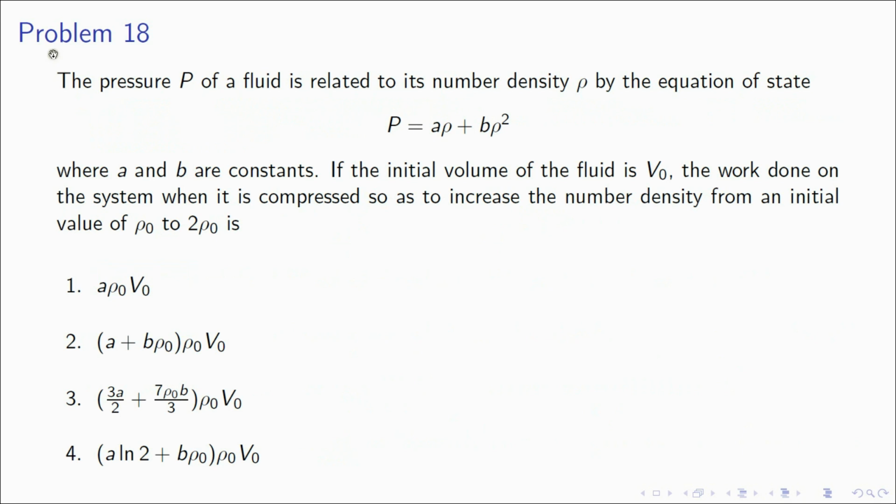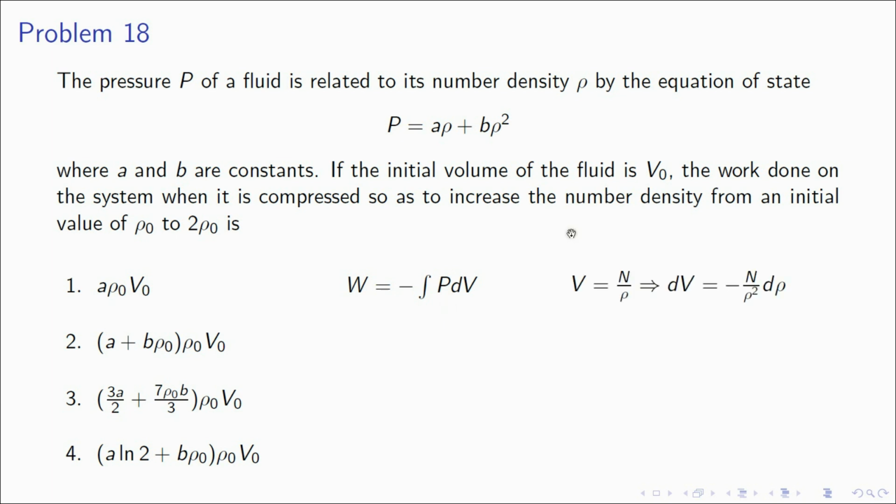Okay, so the next problem is this. It says the pressure P of a fluid is related to its number density rho by the equation of state. This. So P is basically this, where A, B are constants. The initial volume of the fluid is V naught. The work done on the system when it's compressed, so as to increase the number density from rho naught to 2 rho naught, is what? So work done is basically this. The work done by the system is the integral of P dV. So work done on the system will be minus of that. So I just try to evaluate this one.